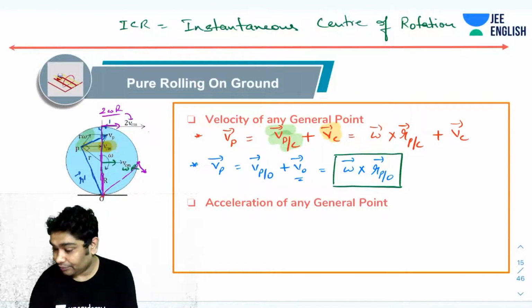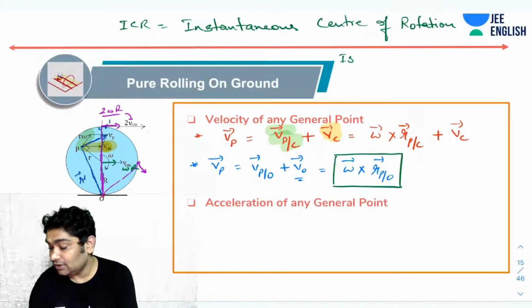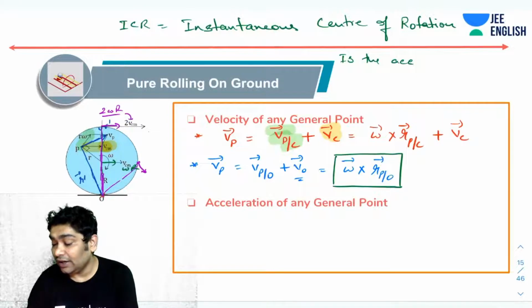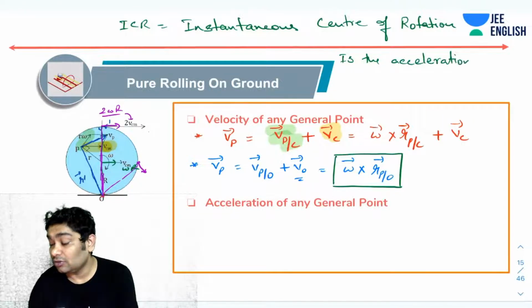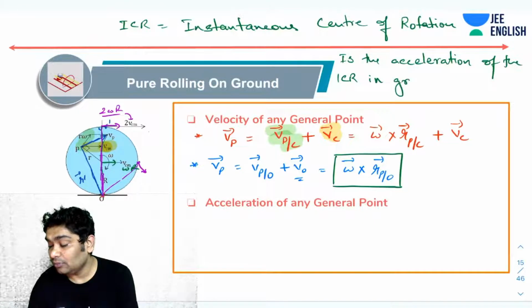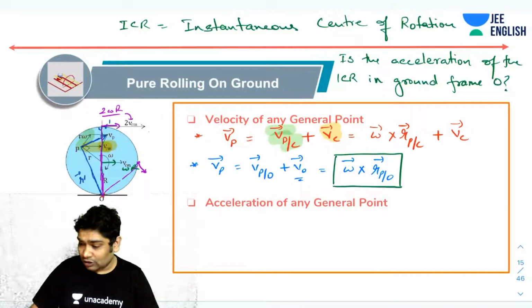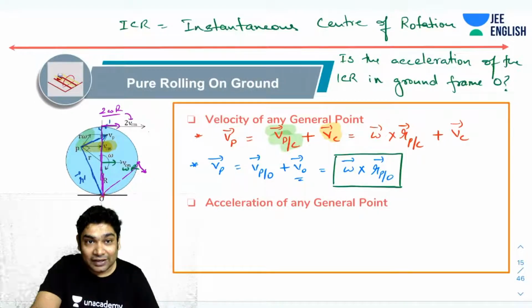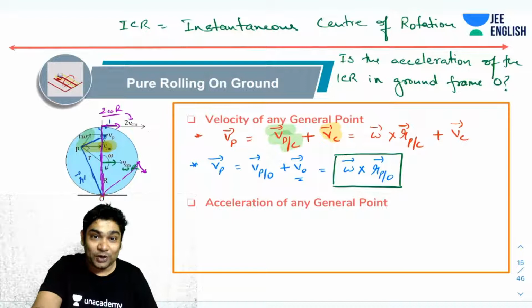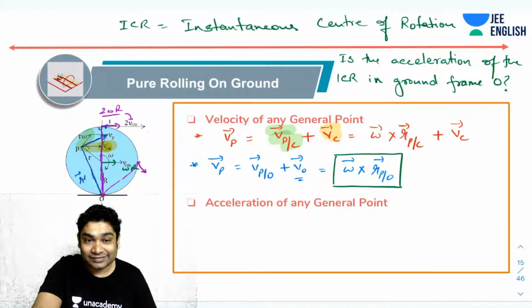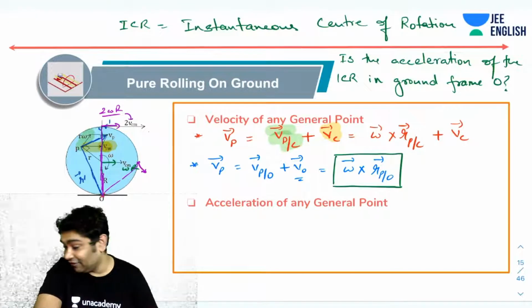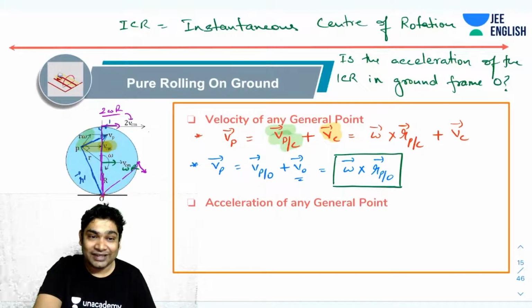So tell me, whenever I'm talking now, I'm talking in the ground frame. Is the acceleration of the ICR in ground frame zero? Is it zero or not? Okay, come on, try and give an answer. Is the acceleration of the ICR in ground frame zero or not? Yes or no? Give me a yes or no answer. Think about it. What do you think?